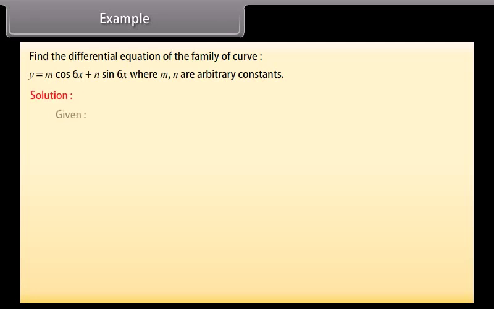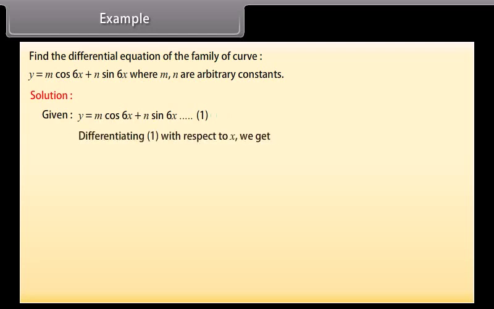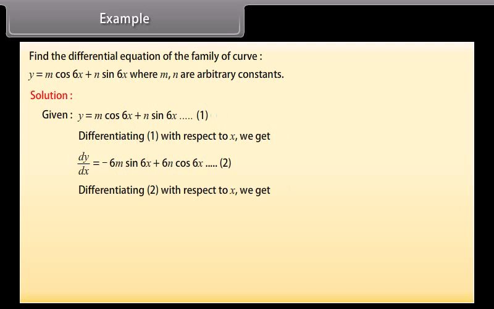Solution. Given y equals m cos 6x plus n sin 6x, name it as equation 1. Differentiating equation 1 with respect to x, we get dy by dx equals minus 6m sin 6x plus 6n cos 6x. Name it as equation 2. Differentiating equation 2 with respect to x, we get d2y by dx squared equals minus 36m cos 6x minus 36n sin 6x.